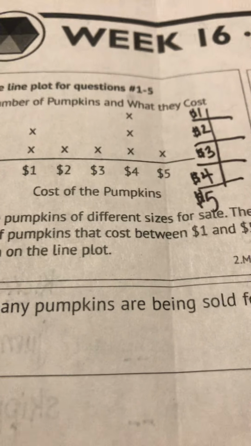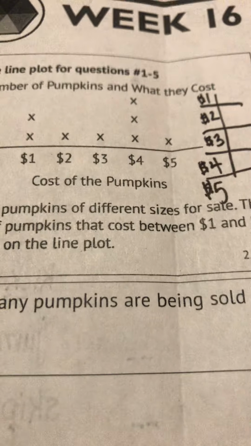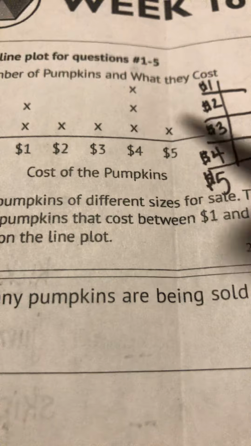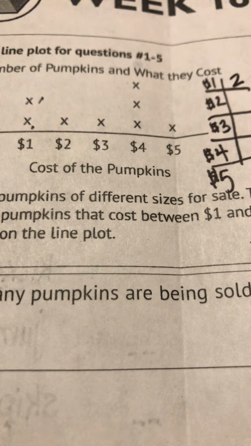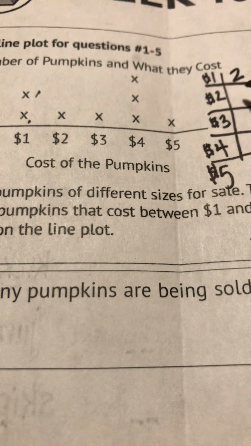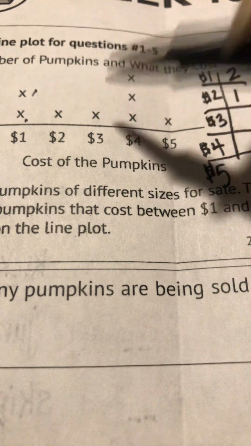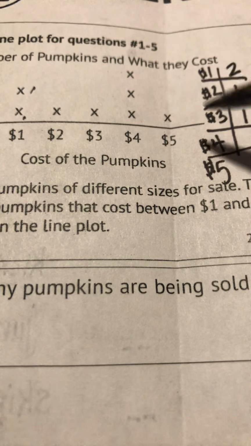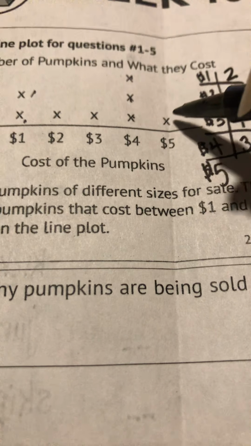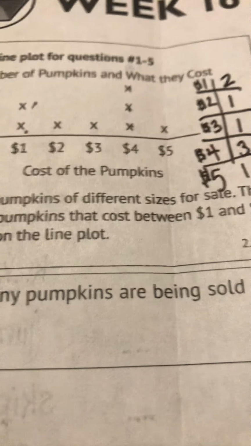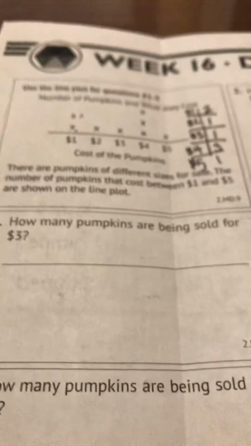All right, so the X's are the number of pumpkins. All right, so how many cost $1? Let's see, I count the X's. 1, 2. 2 cost $1. How many cost $2? 1. How many cost $3? 1. How many cost $4? 1, 2, 3. And how many cost $5? 1. All right, so now we have our information to answer the questions.